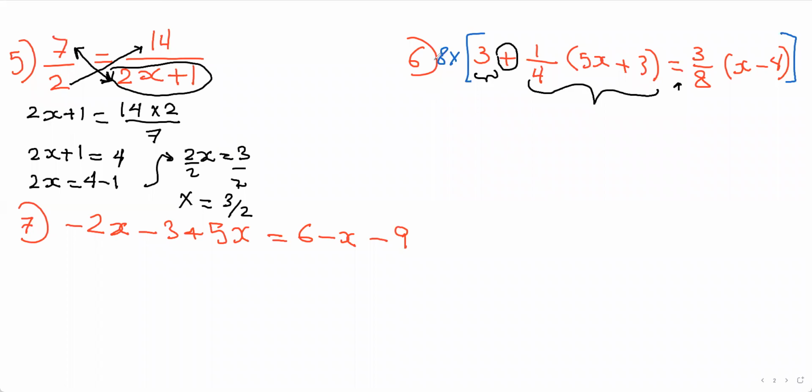So 8 times 1/4 just means 8 divided by 4. That's what it means. 8 times 1/4 is just 8 divided by 4, which is 2. So here we said 8 times 3 is 24.